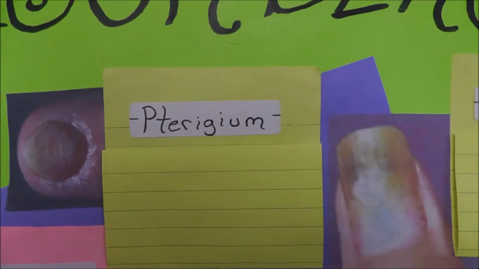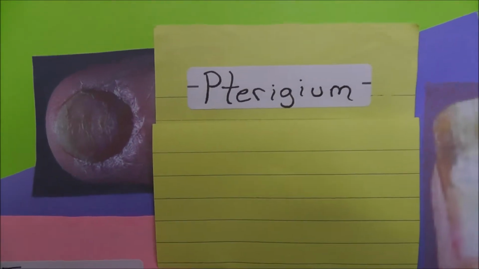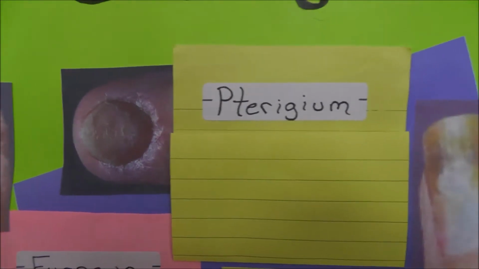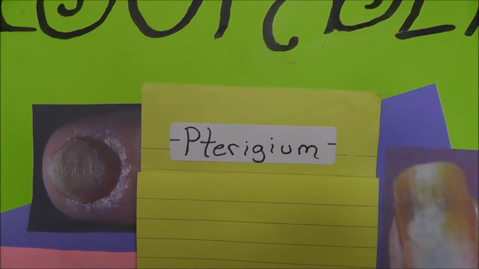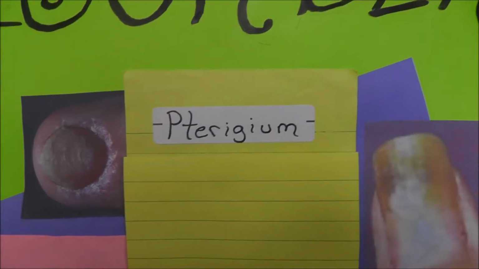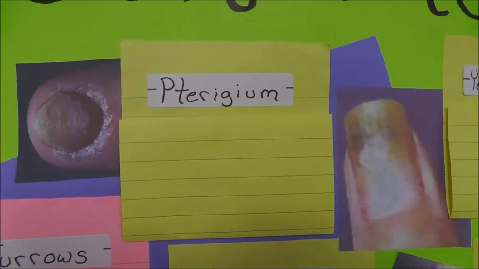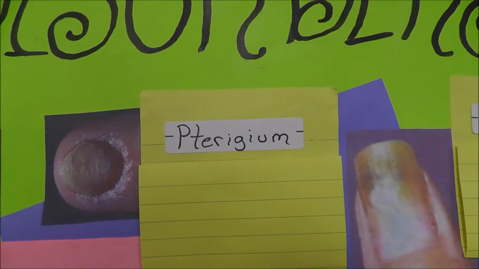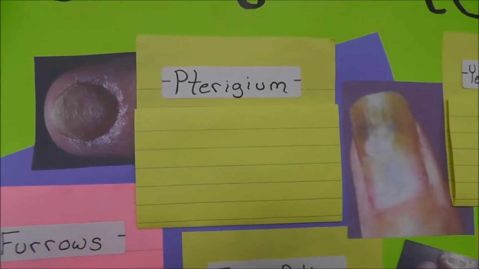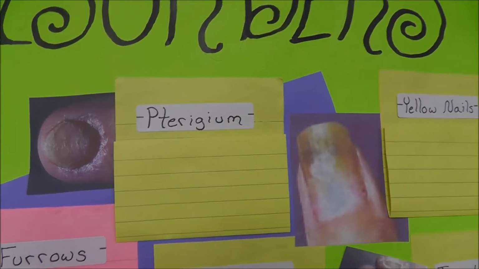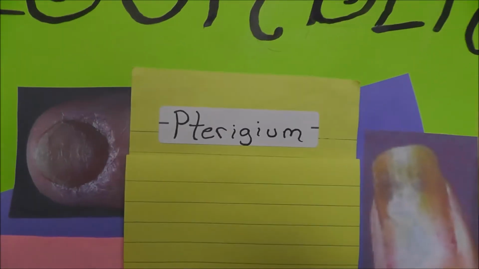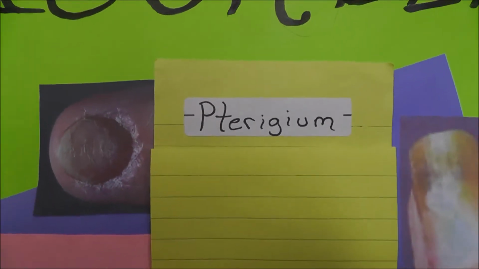Next, we have pterygium. Pterygium, as we all know, is the very thin layer of skin that grows over the nail that we actually scrape off with our cuticle pusher. However, some cases can be a little bit more serious than just scraping it off a little bit with the cuticle pusher. It can actually grow over the entire nail plate or partially. But in minor cases, we could just use oil and get rid of it altogether.